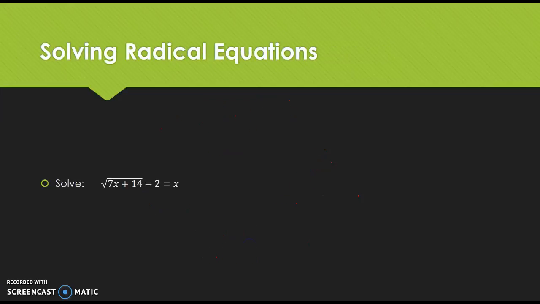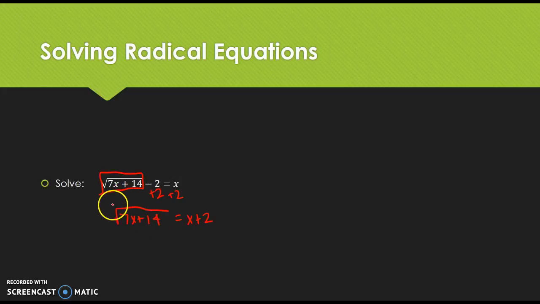We also solved radical equations. Remember the first thing you have to do is get the radical by itself. So for this example, the square root of 7x plus 14 minus 2 equals x. The square root of 7x plus 14 is my radical. I need to get that by itself, so I need to add 2 to both sides. So I end up with the square root of 7x plus 14 equals x plus 2. I can't combine those, they are not like terms.